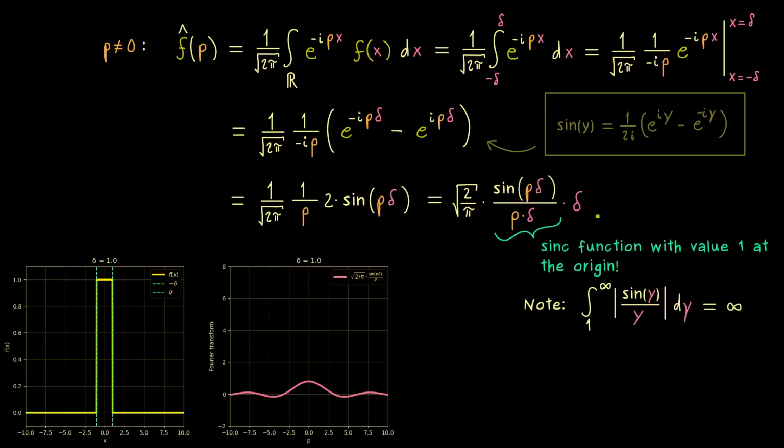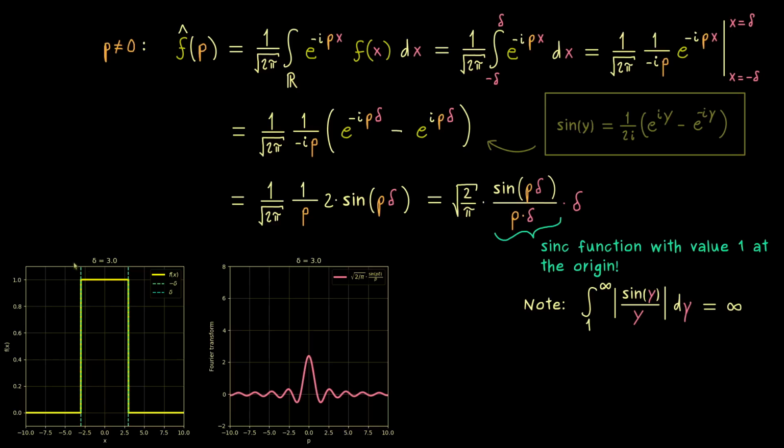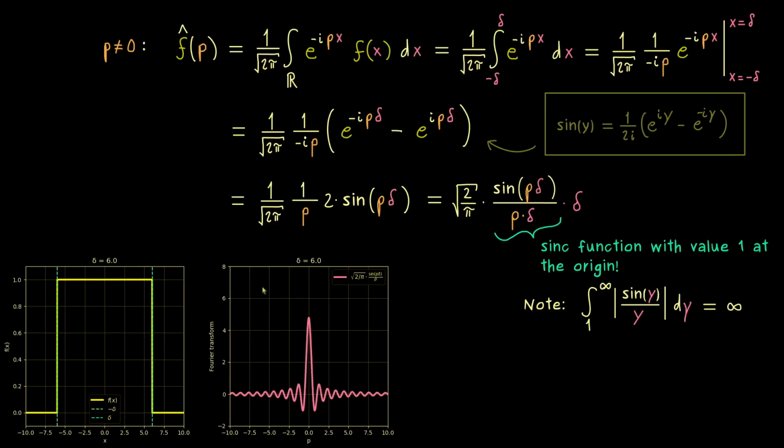Therefore, I would say in the next step, let's jump to the case that delta is equal to 2. And there you see, our interval on the left gets larger, and also our peak here on the right. And now I would say, let's just increase it more and more to see what happens. So here for delta equal to 6, you already see a lot of fluctuations and this high peak in the middle.